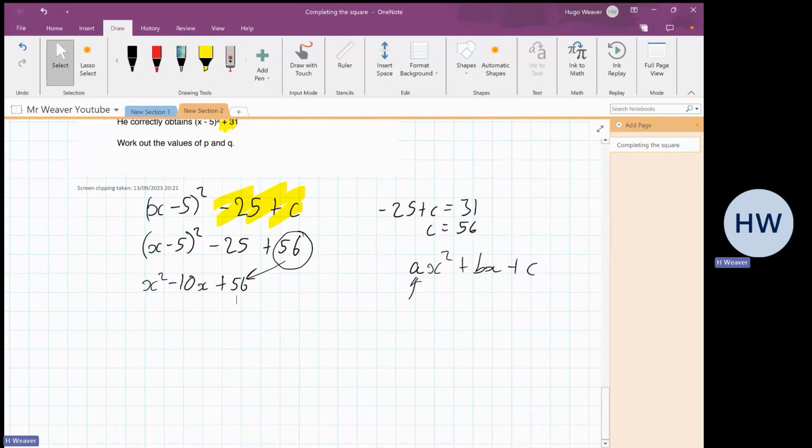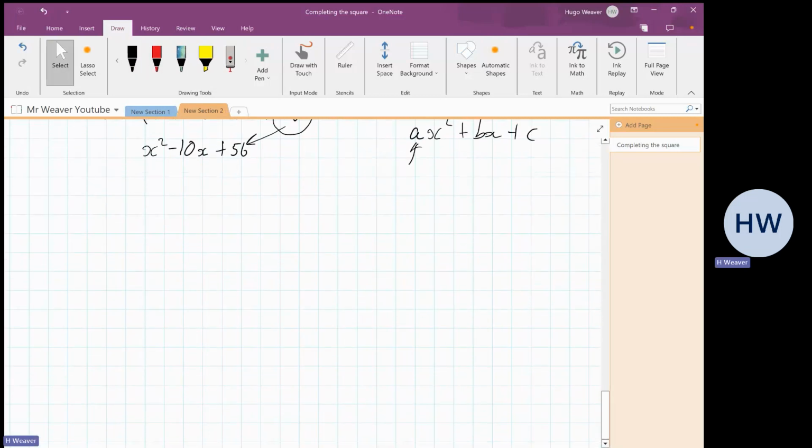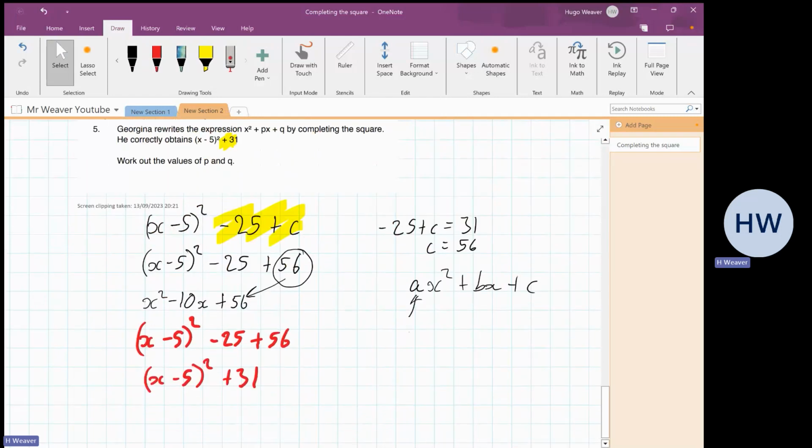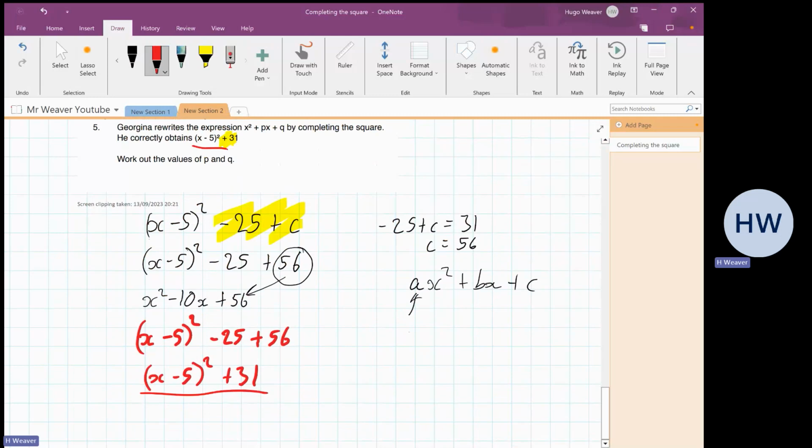Now we can check it, because if I complete the square on this, I go (x − 5)², and minus 5 squared gets me negative 25. And if I add 56 to that and simplify, collecting all the like terms, negative 25 plus 56 gets me positive 31. Because that's exactly the same as this bit here, I know that this line here is correct. So I hope that helps.